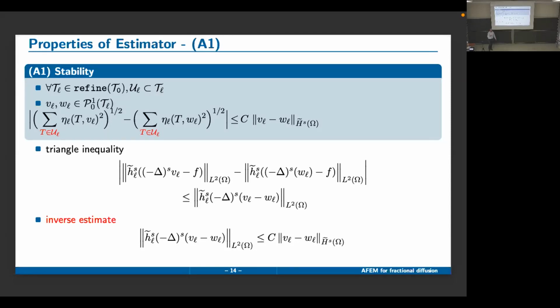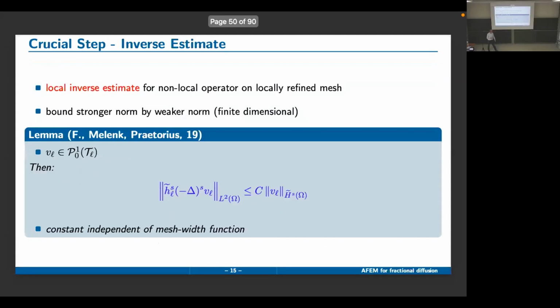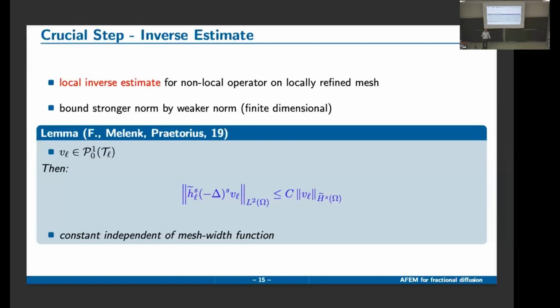And this is what the main part of our work was, to prove this inverse estimate. Okay, and actually, we need a local inverse operator on locally refined meshes. A lot of local in there, so it's not trivial to do this, in my opinion. And as usual for an inverse estimate, you bound a stronger norm by a weaker norm. So this only works in a finite dimensional setting.